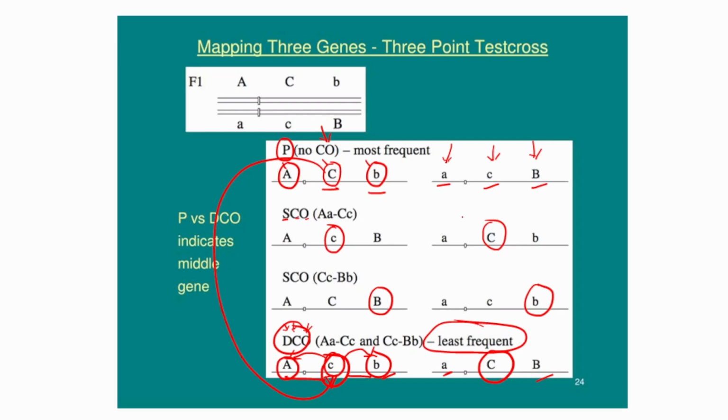So from this whole explanation, one sentence takeaway would be: use the biggest class as parental, the smallest class as double crossover. This means this is the biggest class and this is the smallest class. And the gene that changes between them is the middle gene that we see here in this case.